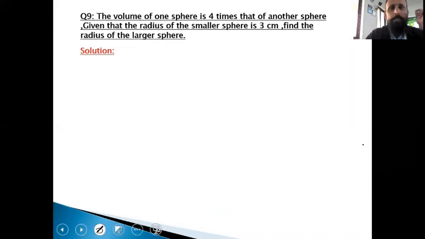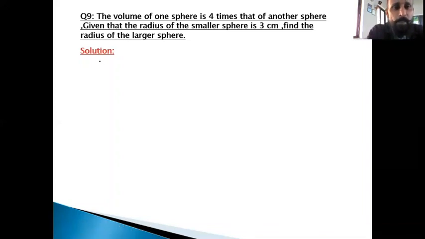All right, this is question number 9. Question number 9 says that the volume of one sphere is 4 times that of another sphere. Given that the radius of the smaller sphere is 3, find the radius of the larger sphere. So boys and girls, what you need to do in this, you need to assume that the volumes are not given, but the relation between the volumes is given. The volume of one sphere is 4 times the volume of another sphere.